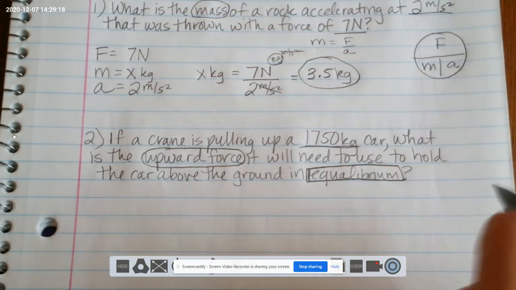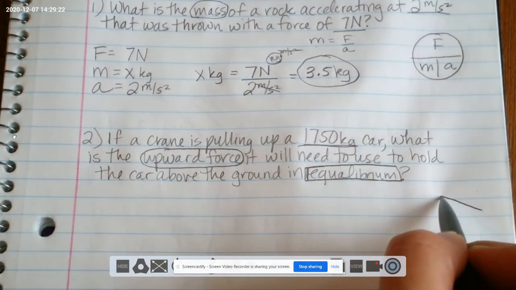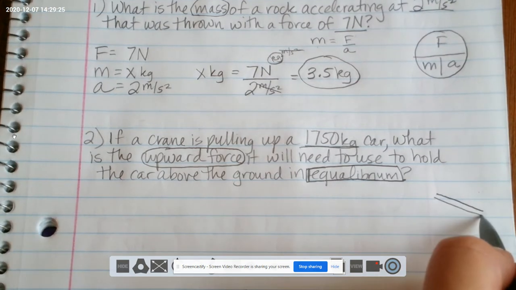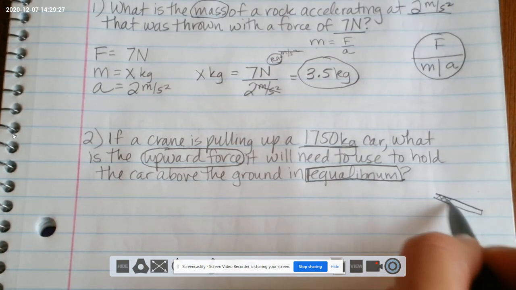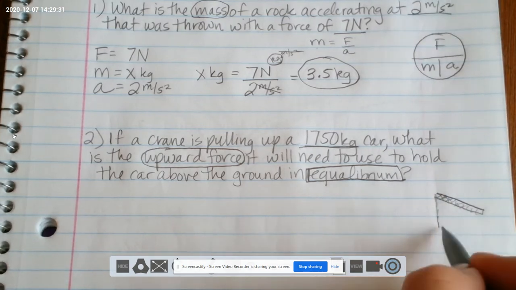So I'm going to draw this one out just for the sake of knowing what I'm looking for. So if I have this crane, you guys, I'm terrible at drawing, so just note that. Here's my crane, and it's going to have this cable somehow holding up this car.